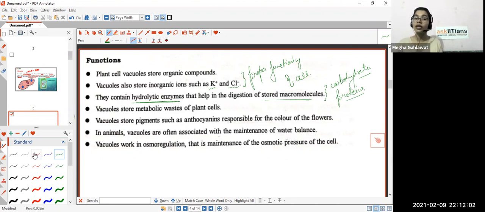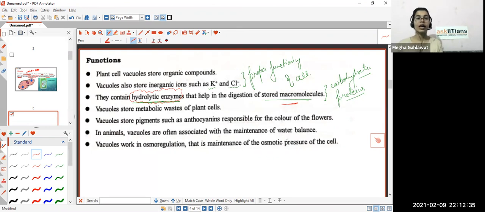Now, what is a hydrolytic enzyme? Hydrolytic enzymes are proteins which help in the breaking down of material. Hydrolytic means breaking down of material. So enzymes are mostly proteins. They are made up of proteins. So these hydrolytic enzymes help in breaking down these macromolecules into smaller particles, which could be easily used by the body, which could be easily assimilated by the body, right?